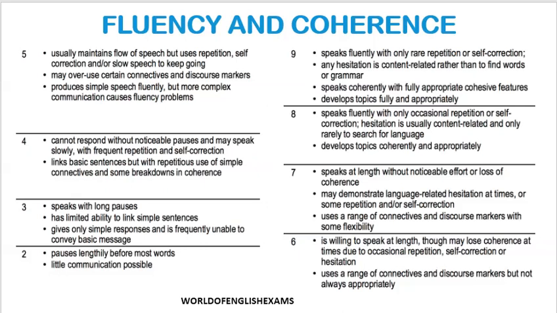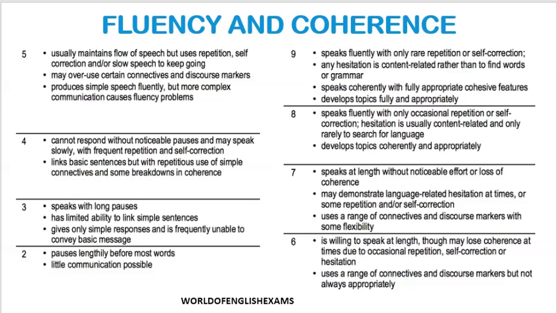If you see band 6 for the same thing, the person is willing to speak at length, though may lose coherence at times due to repetition, self-correction, hesitation. So these three qualities are not at all encouraged in the speaking test. I repeat once again: repetition, self-correction, hesitation. These three things have to be avoided.